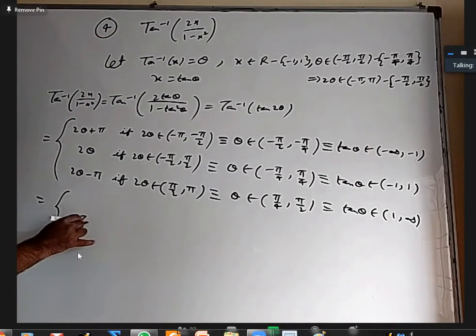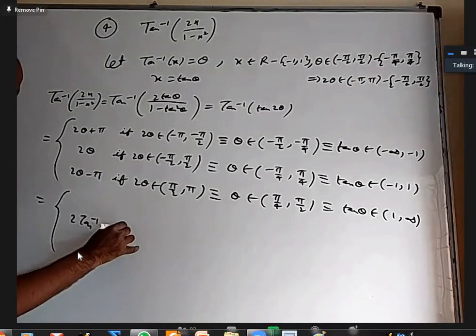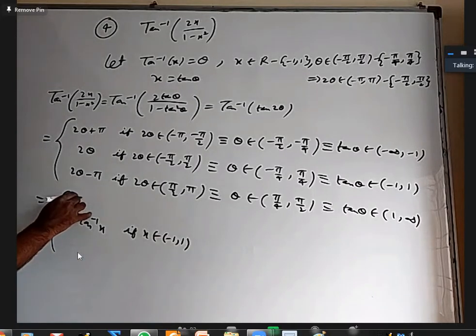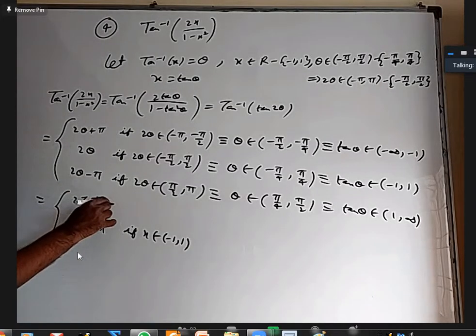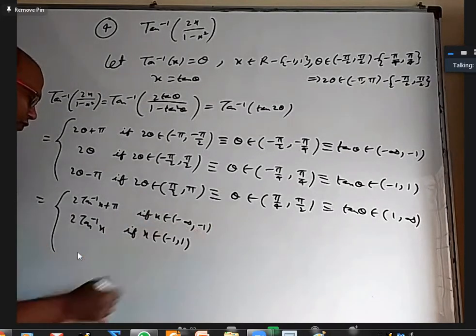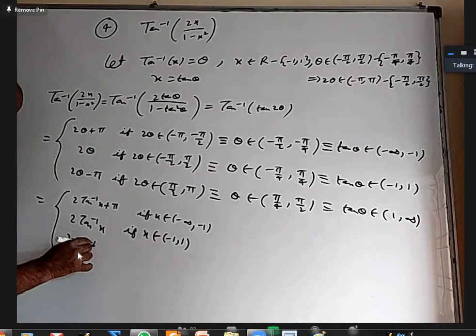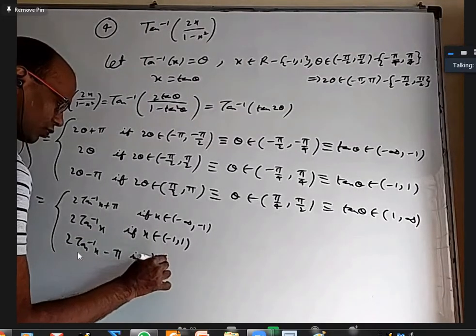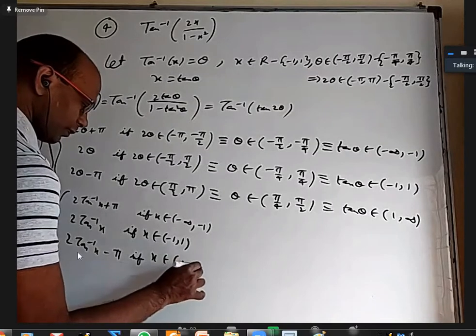So finally, the formula for tan inverse 2x by 1 minus x square, we know it is 2 tan inverse x, but only under some certain values. This 2 tan inverse x will come if x belongs to minus 1 to 1. Here we will get 2 tan inverse x plus pi if x belongs to minus infinity to minus 1. And 2 tan inverse x minus pi if x belongs to 1 to infinity.